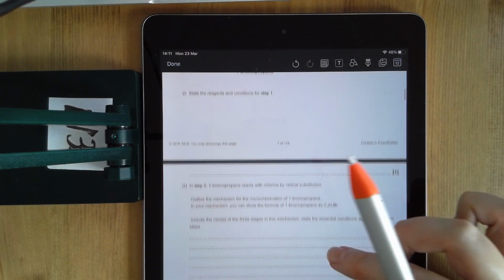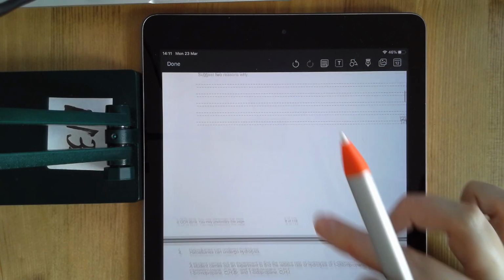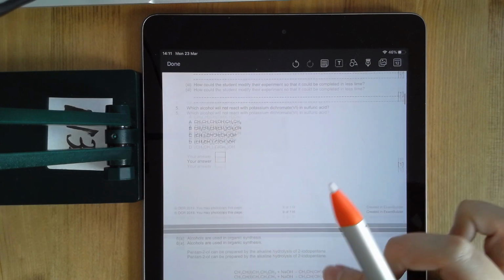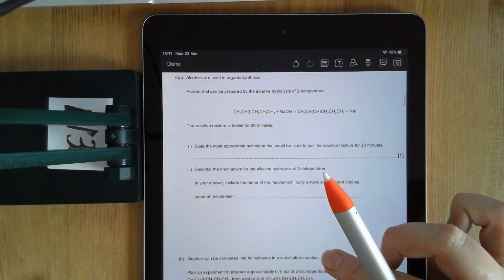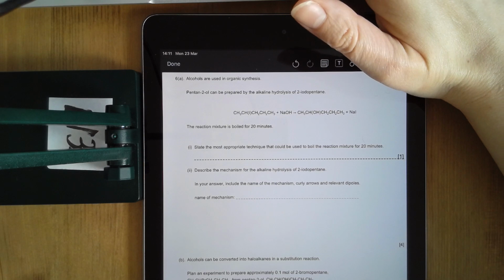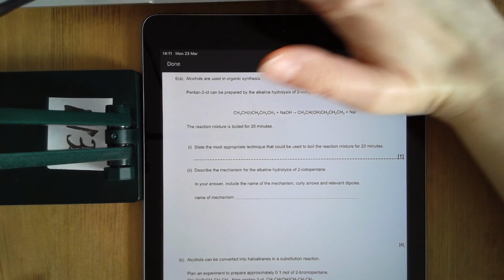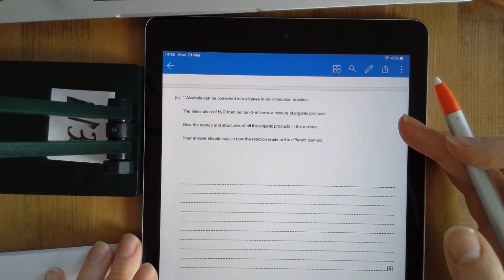I'm going to scroll through these questions. If you have had problems with them, just message me and let me know. But I'm going to focus on question number 6 as my last question here for a moment. I'm just going to go through 6C.